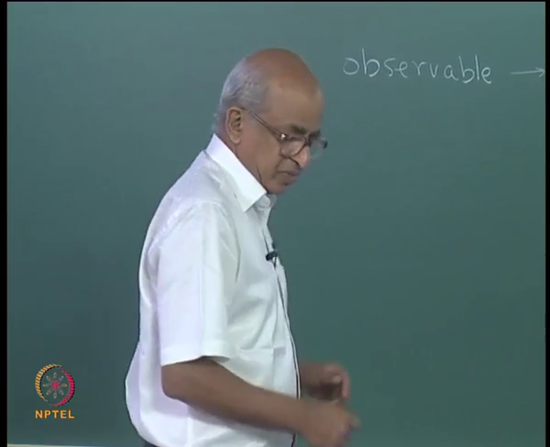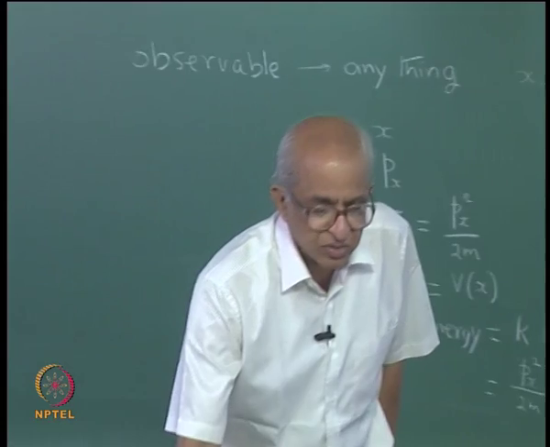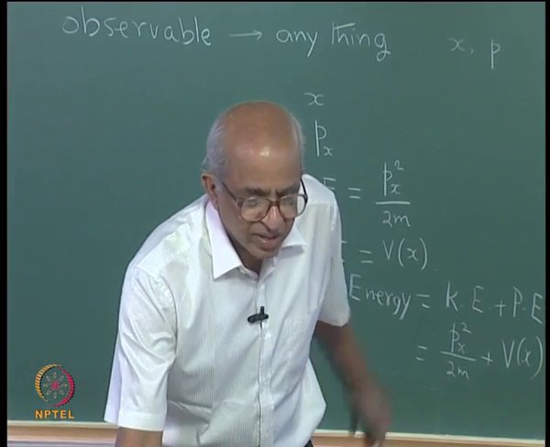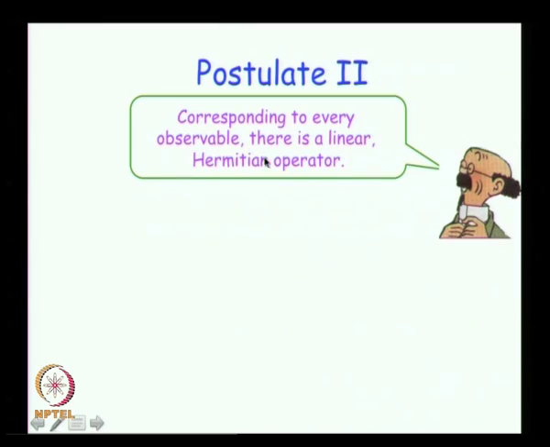Then if you look at the postulate, it also says that associated with every observable, each one of these observables, there is a linear Hermitian operator. So, I have to explain what is meant by a linear Hermitian operator. So, let us start with the definition of an operator.